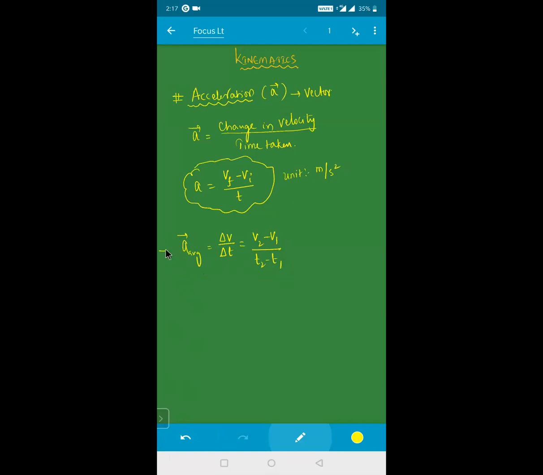Now if I'm talking about instantaneous acceleration: average means between a given interval of time, beta. If I'm talking about it at any instant of time, that is called instantaneous acceleration. So a instantaneous is equal to, directly we'll write it as dv by dt. This is your instantaneous acceleration.